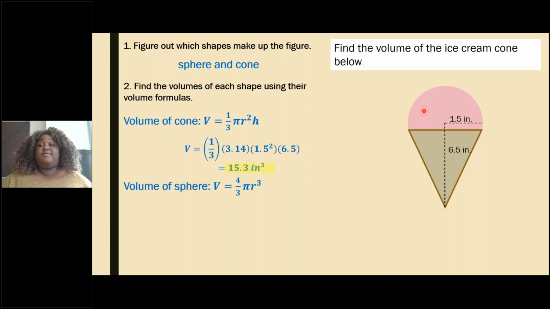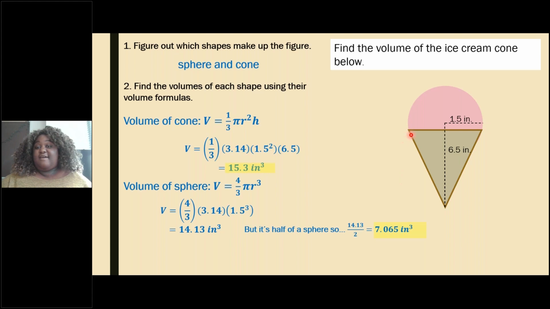Next, we need to find the volume of the sphere, which is 4/3 times pi times our radius cubed, so to the third power. So when I plug in my values, pi, of course, is 3.14, our radius is 1.5, and I cube that, and I get 14.13. So typically we will be done. However, this part, the ice cream part, isn't an entire sphere. It's actually half of it.